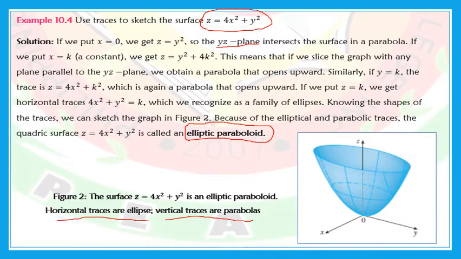Okay, ang horizontal traces is ito. Yan, yung horizontal traces niya. And then, yung vertical traces is yan. Mga vertical traces, parabolas siya, opens.